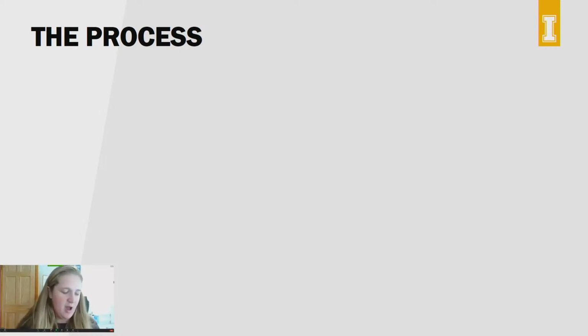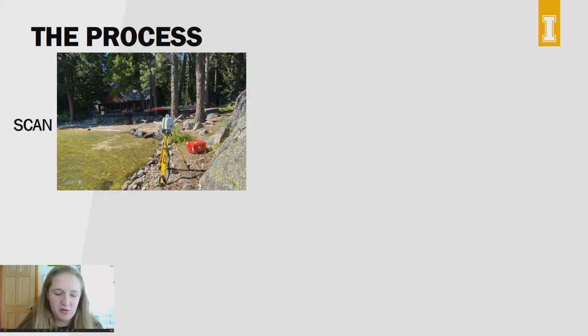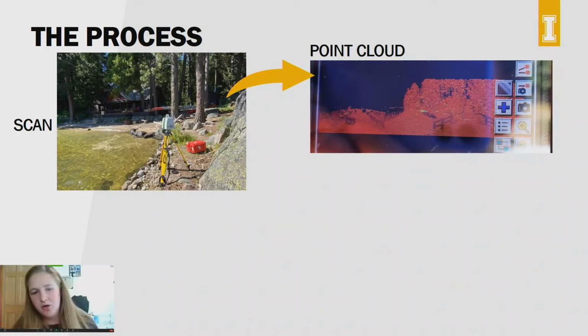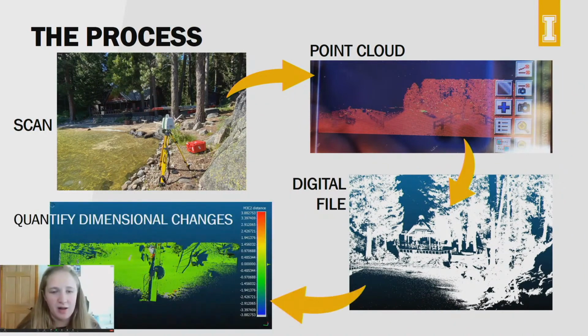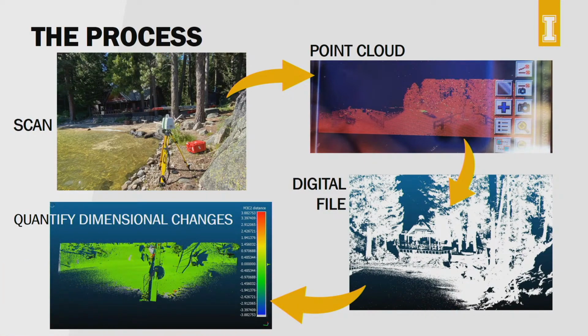So really, to wrap that all up just really quick, the basic process is you go out and you scan. The scanner produces a point cloud. You convert that into a usable digital file, and then you use a software program of your choosing, and you analyze that file, and that allows you to quantify that dimensional change, whatever dimension you want. So basically to quantify erosion or accretion, and it does this really precisely. You can go on.